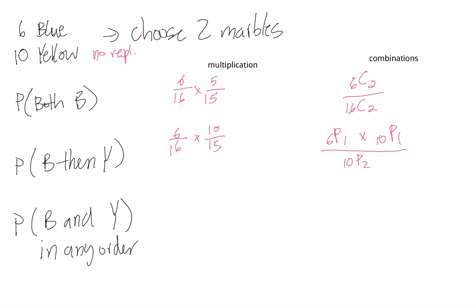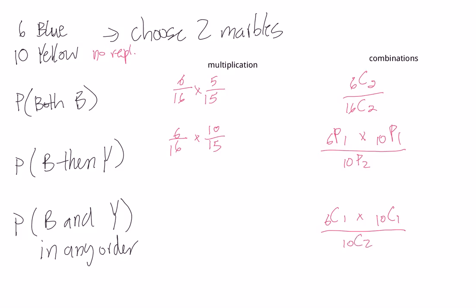Okay, and then our next one is similar again, except now we want blue and yellow, but order doesn't matter. So once again, if we just change it to C's, that's the easier way to go. So 6C1 and 10C1 over 10C2. So that would be if order doesn't matter.